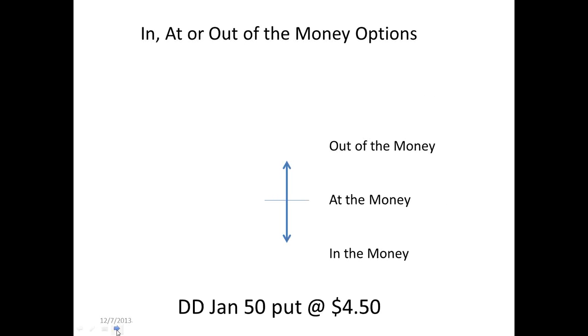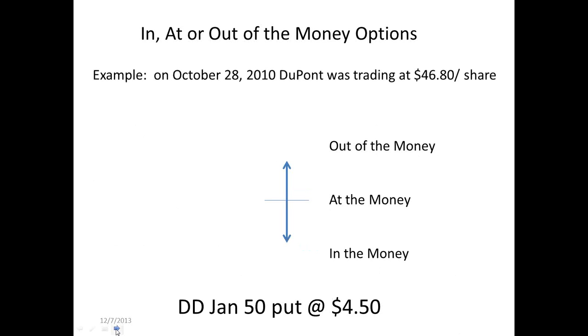Okay, let's talk about in, at, and out of the money options. Remember that we've got a January 50 put on DuPont for $4.50, and we did that on October 28th, and the price of DuPont stock at that point was $46.80. A 47 strike price would be called at the money.